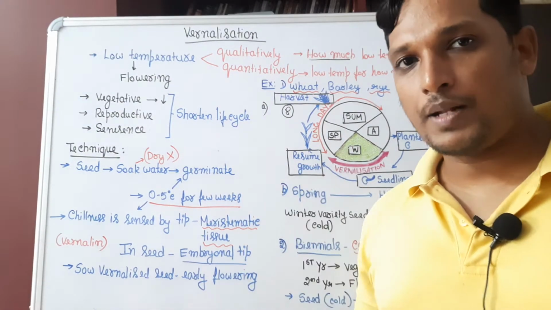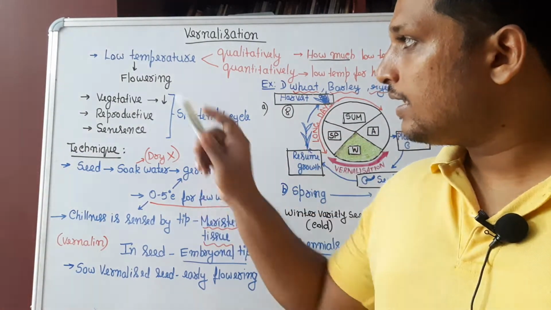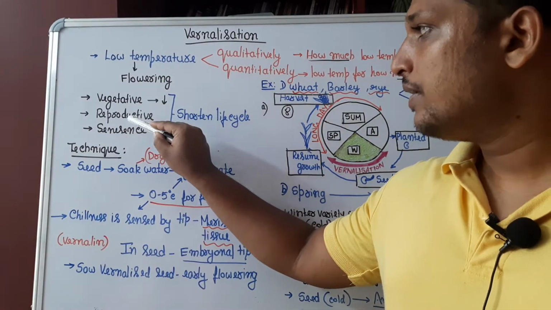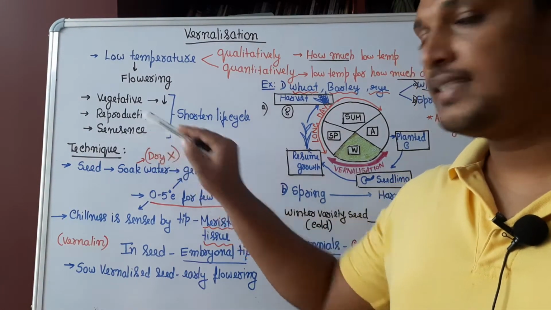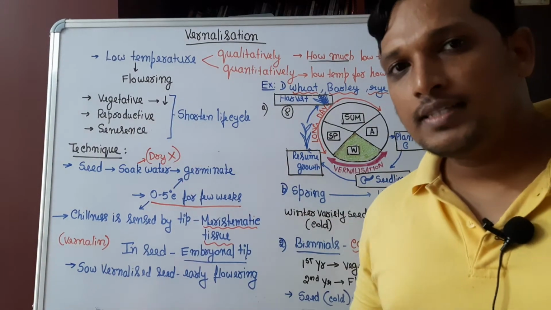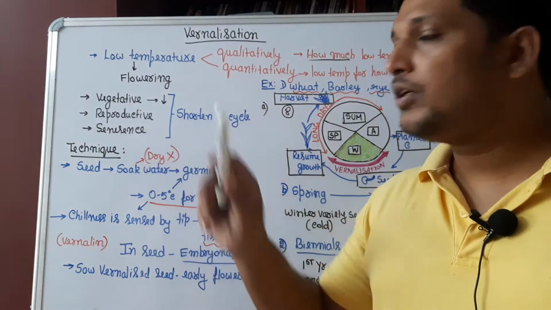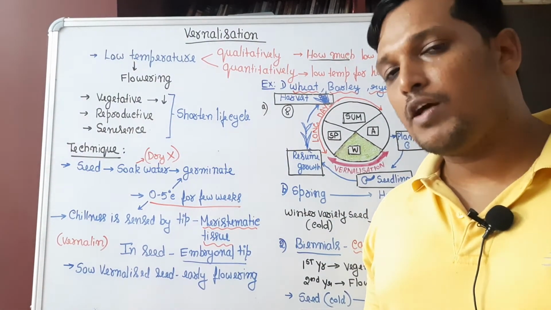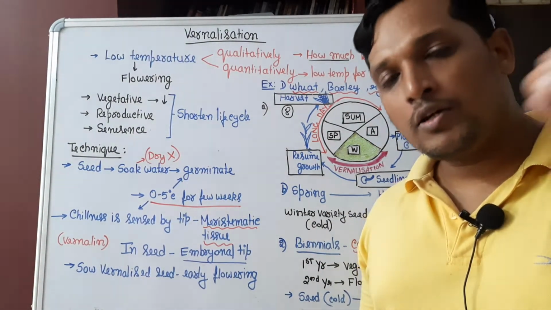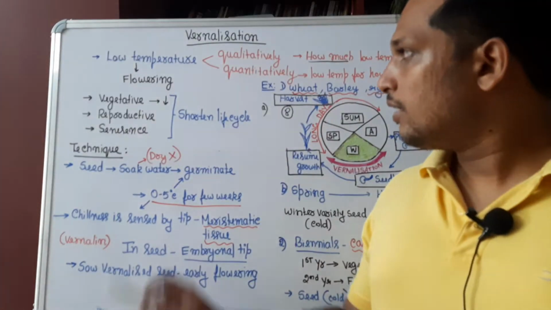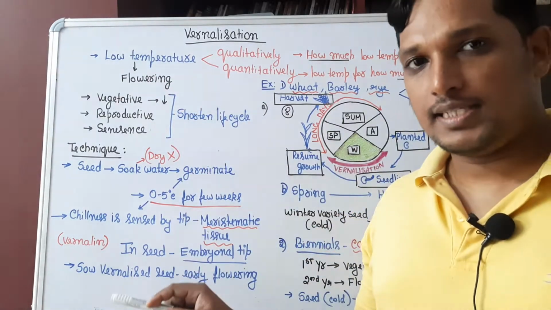If you consider plants, in their life cycle they have three stages: vegetative phase, reproductive phase, and a senescence phase. In the vegetative phase, they will be growing vegetatively only. When they come to the reproductive phase, they will produce flowers and undergo fertilization, and then there will be formation of grains or fruit. Now, what is the benefit of vernalization?